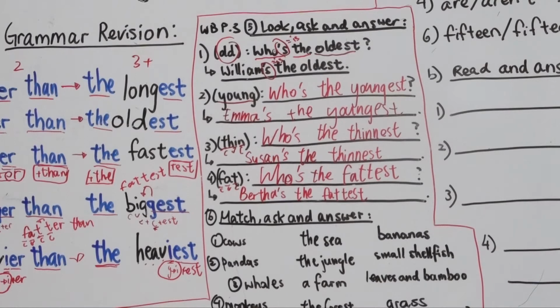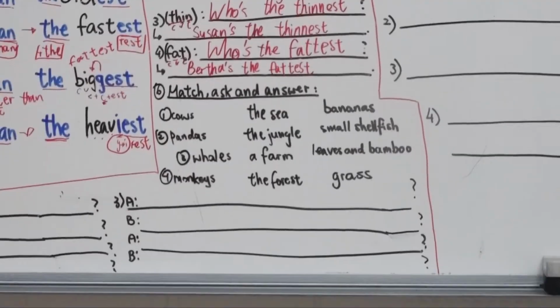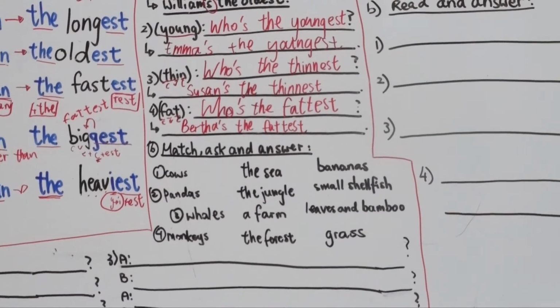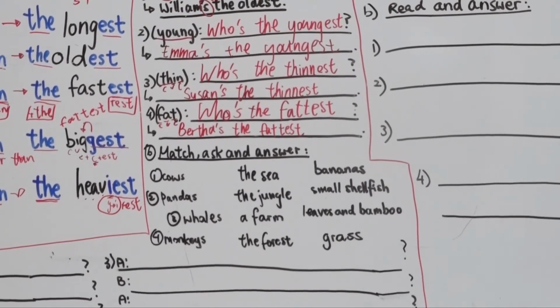Alright, so check your answers please. Number 2, it should be who's the youngest? Emma's the youngest. Number 3, who is the thinnest? Susan's the thinnest. Thin with 2 N, right? Number 4, who's the fattest? Bertha's the fattest. Fattest with 2 T's.